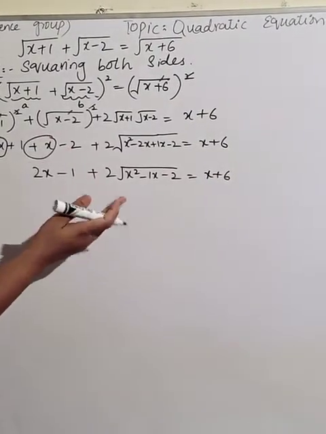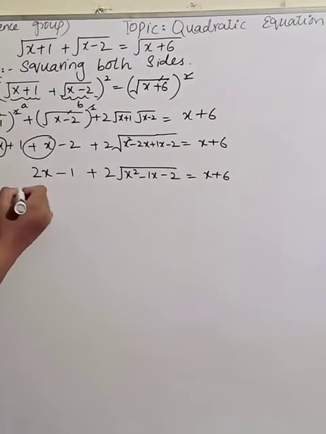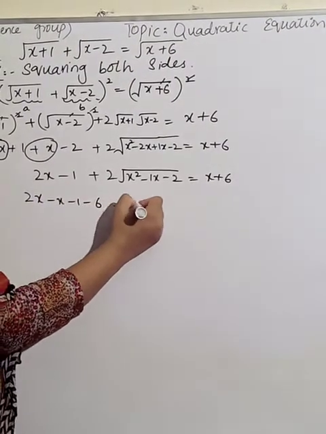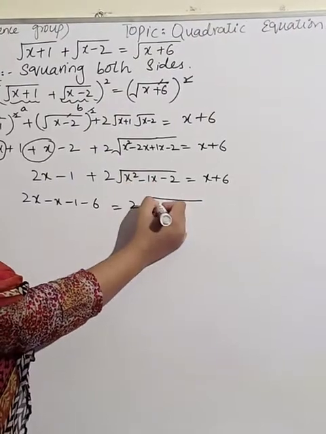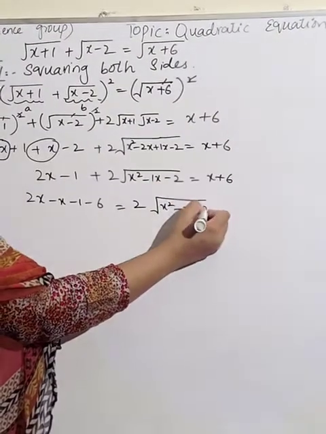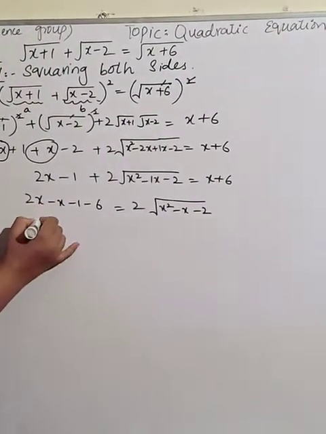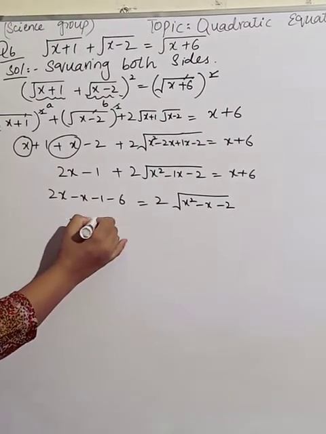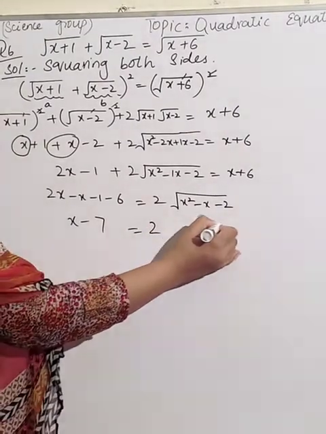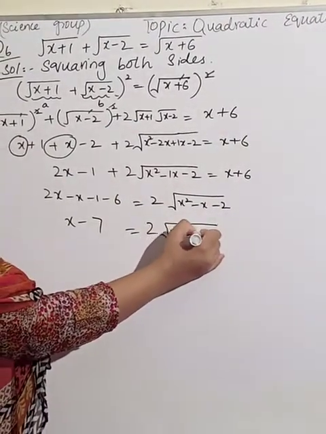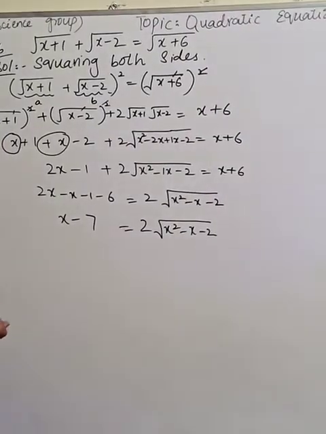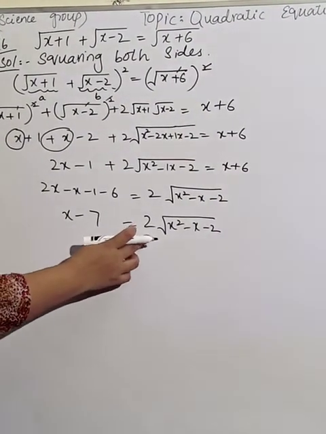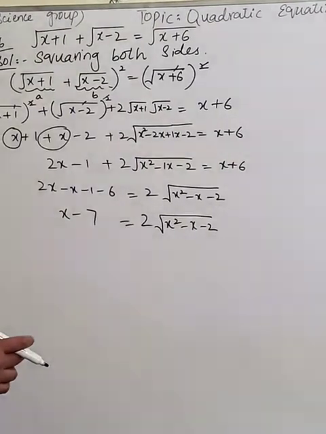Take this to the other side, up to you. We have 2x minus x minus 1 minus 6, that is equal to 2 times what? It's x square minus x minus 2, right? 2x minus x gives x, minus 1 minus 6 gives minus 7, that is equal to 2 times square root of x square minus x minus 2, right? So it's x minus 7 equals 2 times square root of x square minus x minus 2.